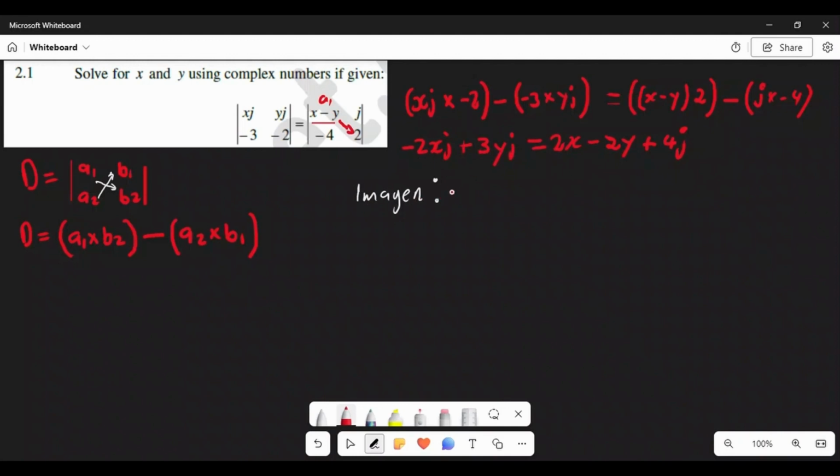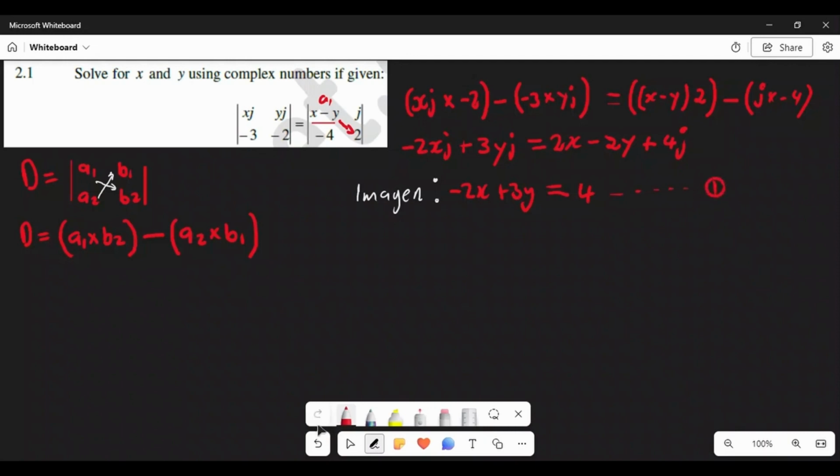So we have negative 2x plus 3y. There's no need for you to write the j here, because the word "imaginary" implies that these are imaginary numbers. We don't have any other imaginary numbers here, so we go to the right hand side. The only imaginary number we have there is 4j. So you equate it only to the imaginary number on the right hand side, which is 4j. Don't write j as well, just write 4. So this becomes equation number 1.